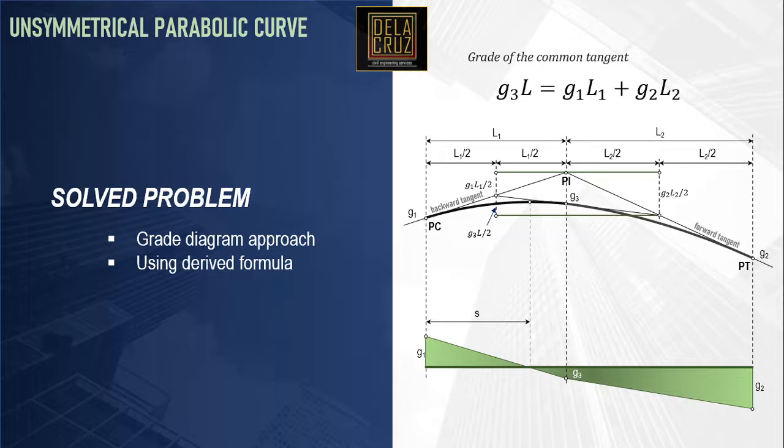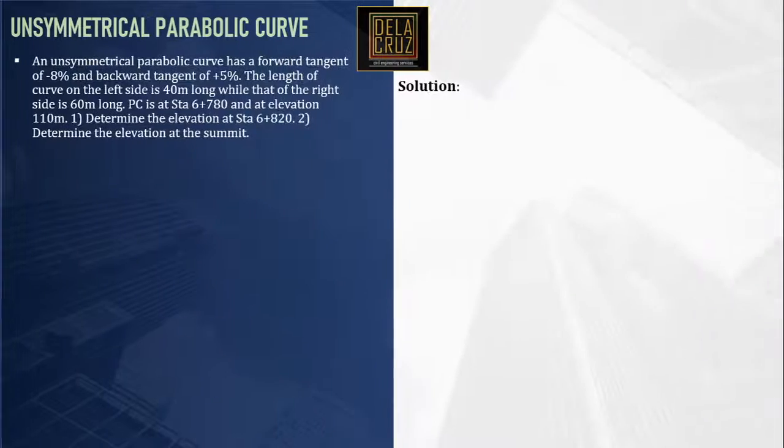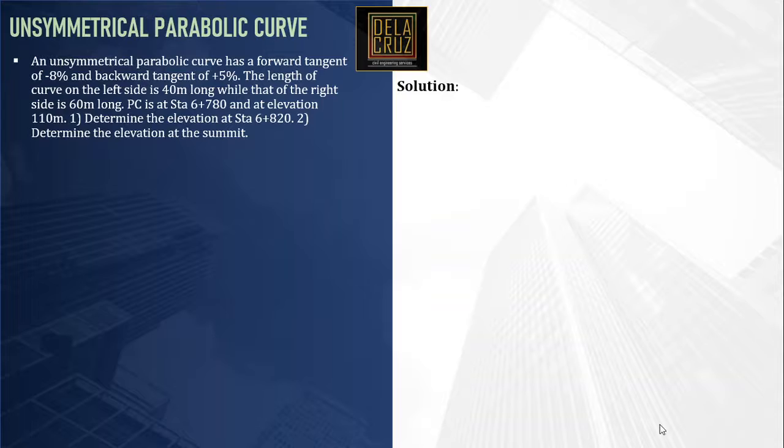Okay? So without further ado, let's read our problem. An unsymmetrical parabolic curve has a forward tangent of negative 8% and a backward tangent of positive 5%. The length of the curve on the left side is 40 meters, while on the right side is 60 meters. PC is at station 6 plus 780, and the elevation of that is 110 meters. So determine the elevation at station 6 plus 820, and also determine the elevation at the summit.